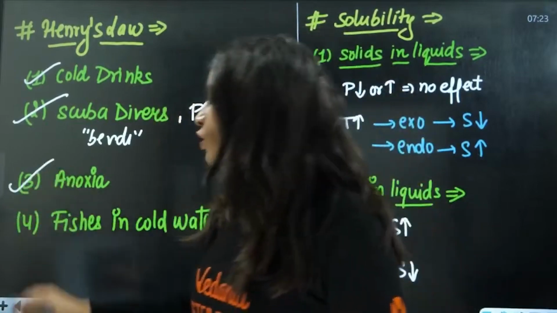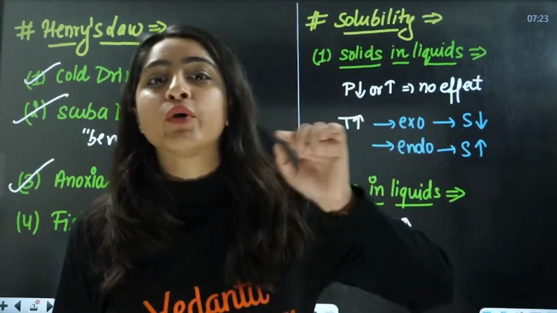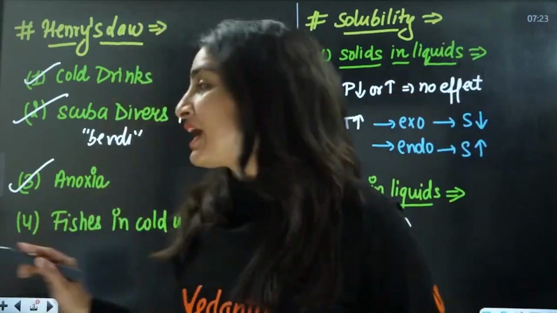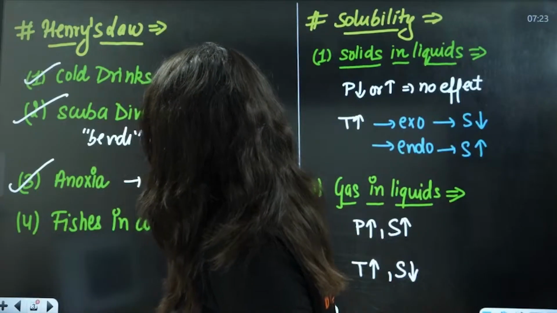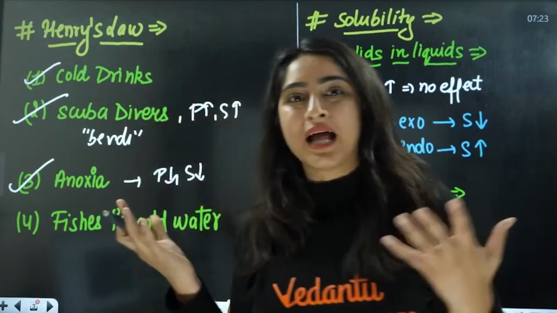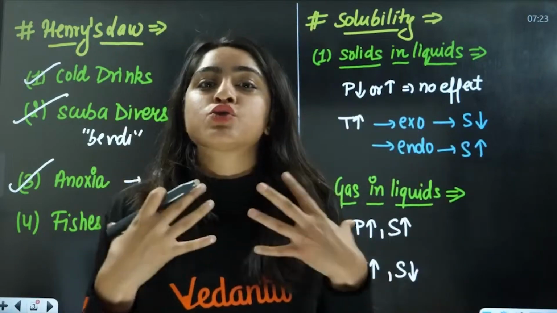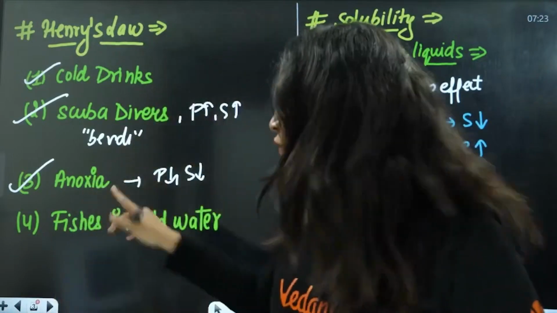Next is anoxia. What is anoxia? When we go to high altitude, the pressure is low. At high altitude, pressure is low, so the solubility is low. That makes it very difficult for us to inhale. That is the condition of anoxia.